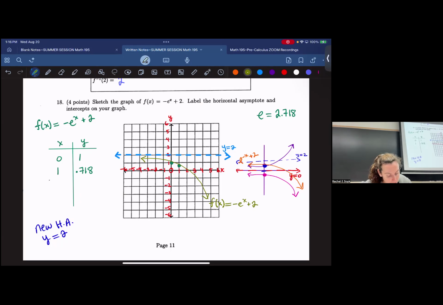We are also asked to label our intercepts. So I'm going to go ahead. This is 0, 1, which is our y-intercept. And we should label our x-intercept, but we don't have to put a coordinate point.